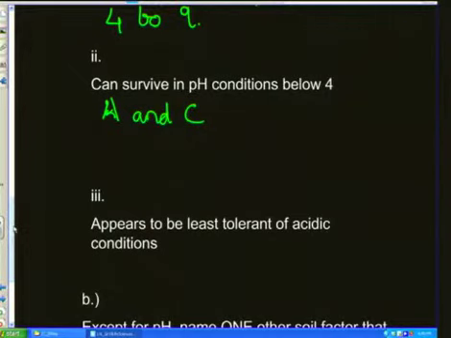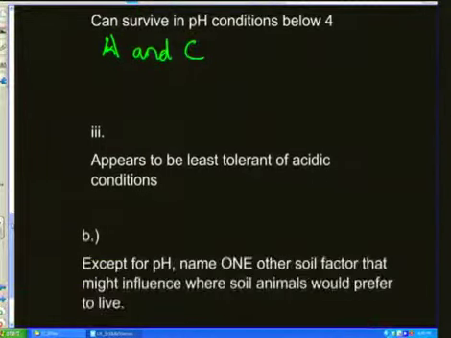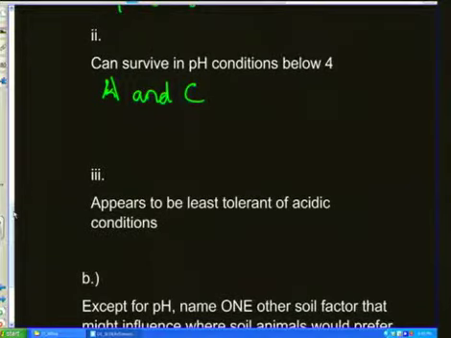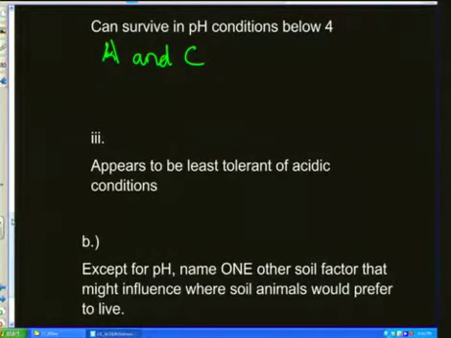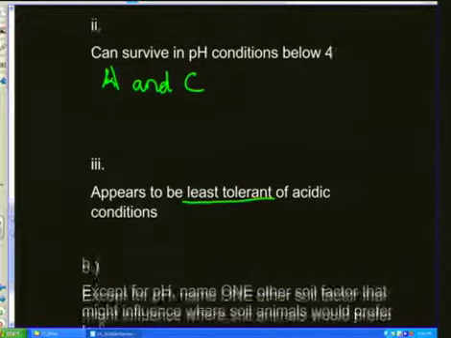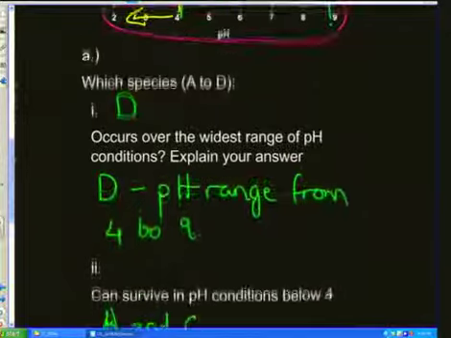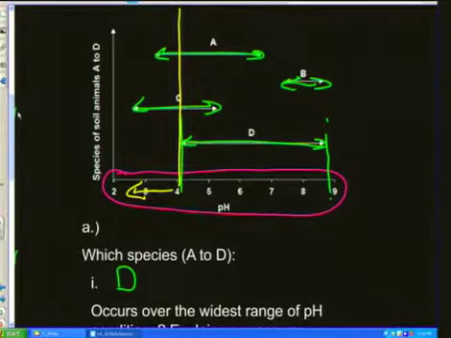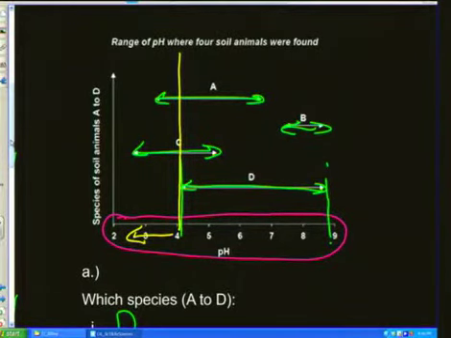Okay, it hasn't asked us to explain, so we don't need to explain, but if you wanted to, you could say that the arrows occur below, or it indicates that the animal lives in a pH range below 4 and appears to be least tolerant of acidic conditions. In other words, it is not good in acid. Now, you need to know something about what is acid and what is base. If you didn't know, you need to listen carefully.